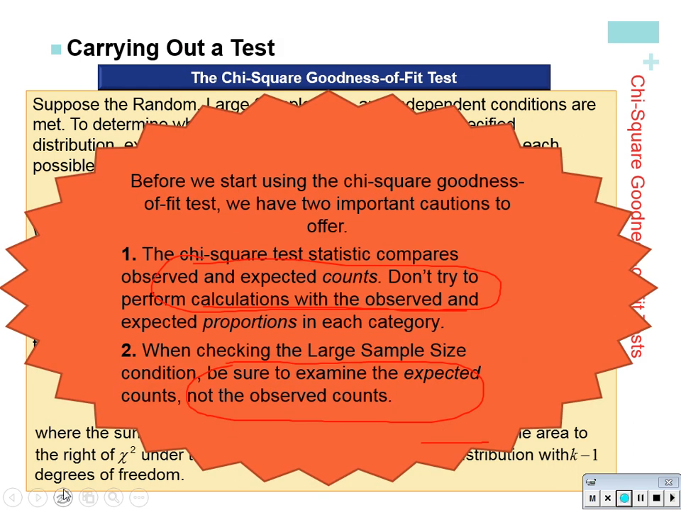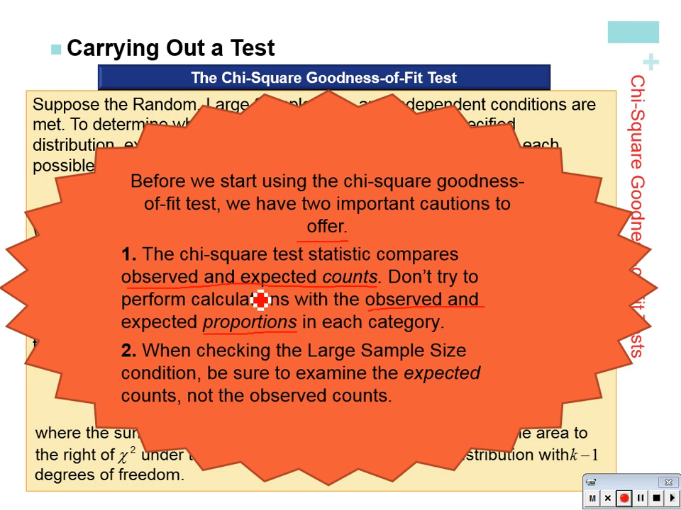Just some things to keep in mind with the chi-square statistic and performing a chi-square test. One is the chi-square test statistic compares observed and expected counts. You don't want to try to perform calculations with the observed and expected proportions. That's a common mistake that people make with a chi-square test. So you're comparing the counts, not the proportions.